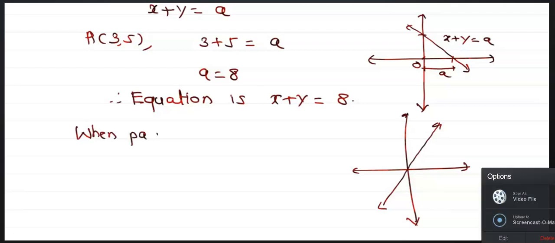Equal intercept can happen in two ways. When the line makes equal intercept, this is the required line. Equal intercepts can also be such that the x intercept is 0 and the y intercept is 0. Then the required line passes through the origin. Then we will form the equation of the line.